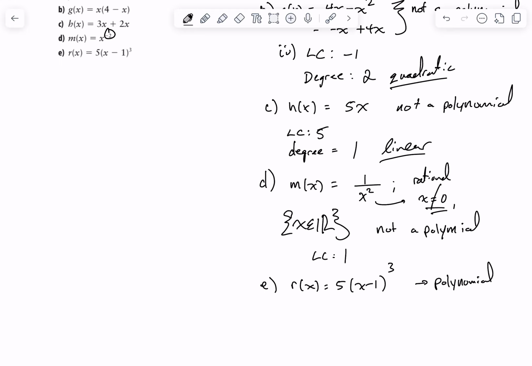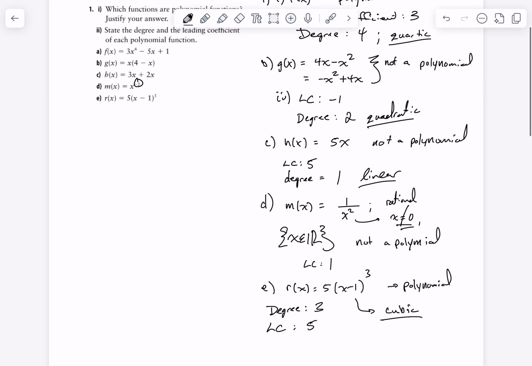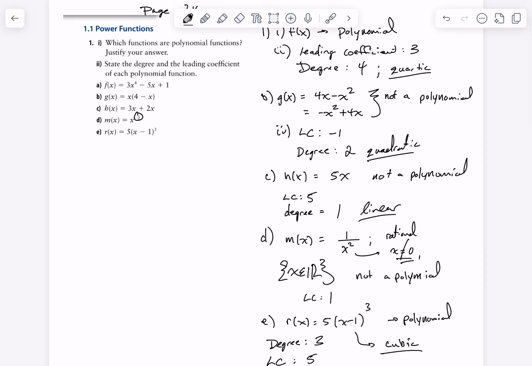The degree is going to be 3. Okay, and its leading coefficient is going to be 5. Okay, so this is what do we say? A cubic. Okay. And that's it. So that's page 74, number 1. Just talking about classifying whether or not a function is going to be a polynomial function or a different kind of function.